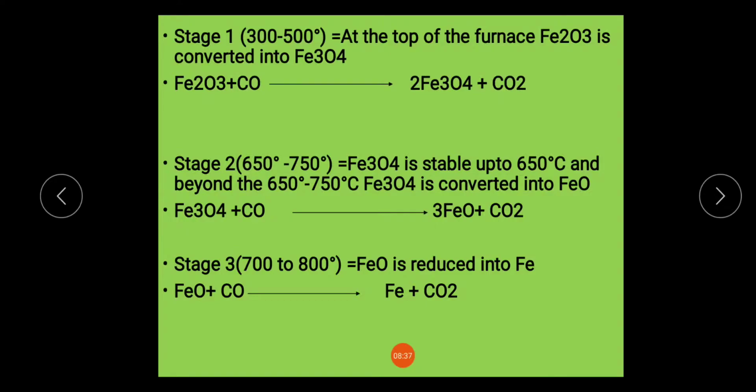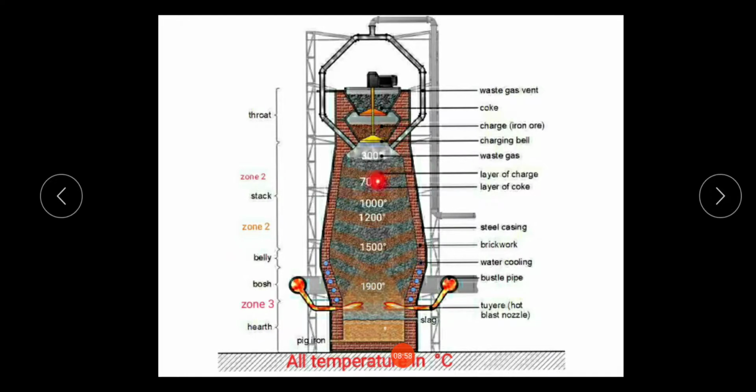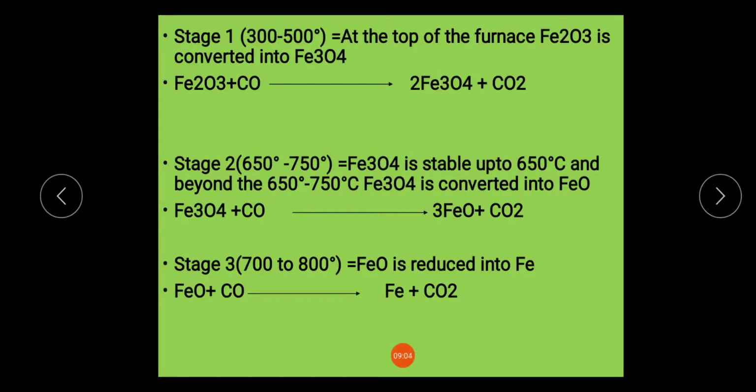Now we discuss the 3rd stage, which is conducted in the zone of reduction. The 3rd stage is conducted at 700 to 800 degrees Celsius, from this point to nearly this point. The reaction that takes place in stage 3 is as follows: FeO is reacted with carbon monoxide to form Fe and carbon dioxide.